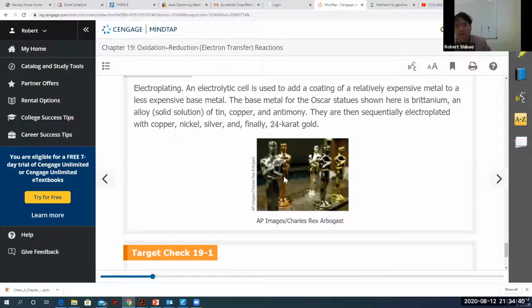Electroplating is another use of electrolysis here. They can electroplate gold on other metals.